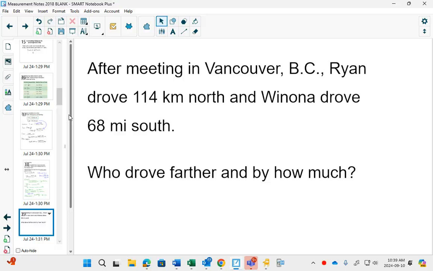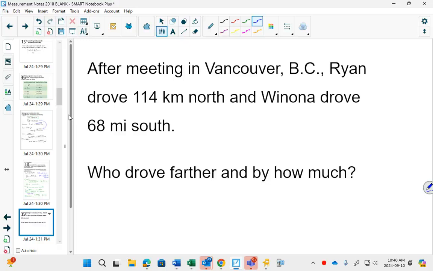After meeting in Vancouver, BC, Ryan drove 114 kilometers north, and Winona drove 68 miles south. Who drove further and by how much? Again, we have to have an idea first. And if I got you all to do this question, I'd walk around and then I'd get excited because some of you would pick one idea and some of you would pick a different idea. And those ideas both are probably right for comparing it.